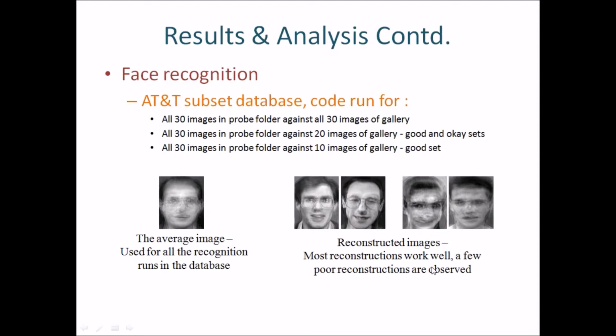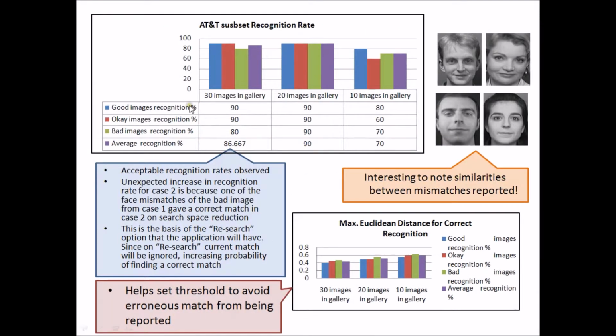Some give poor reconstructions. Looking at the results, the acceptable recognition rates can be observed here. By good, okay, bad images, I mean images that have been taken under good conditions. And by bad I mean extremely bad, where there's tilt, huge change of facial expression, or illumination by the torch. Those are bad images.